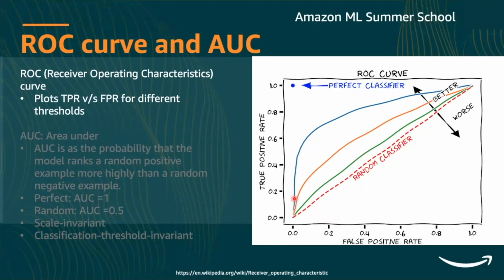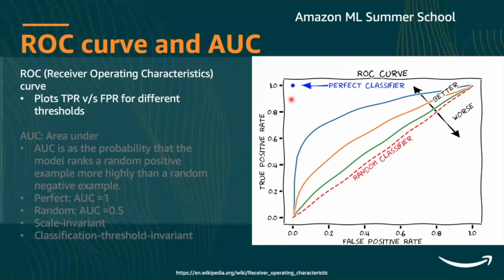Let's say at a threshold of 0.1, this is the value. At 0.2, this is the value. At 0.6, this is the value. 0.7, this is the value. 0.8, this is the value. 0.9, this is the value, and so on and so forth. So as the threshold is varied, you compute the true positive rate and false positive rate, and you plot it.